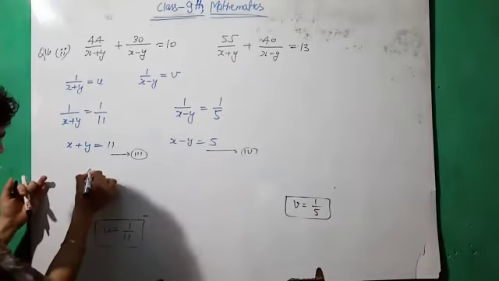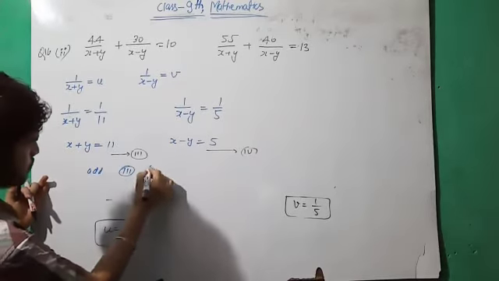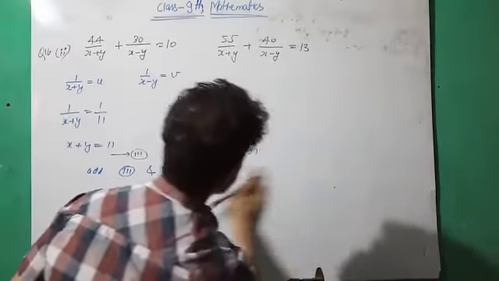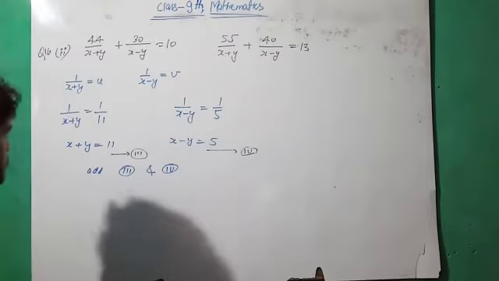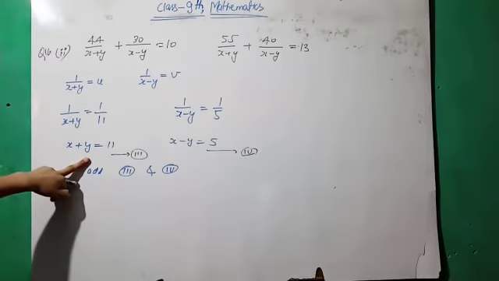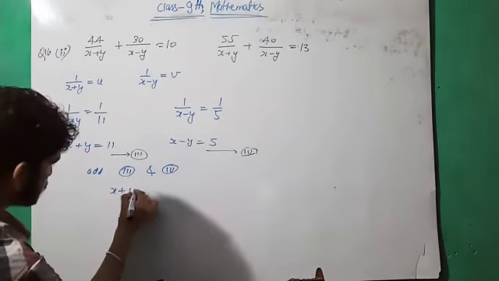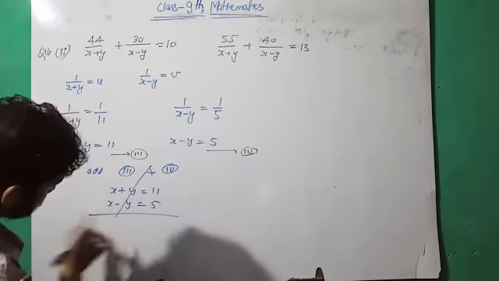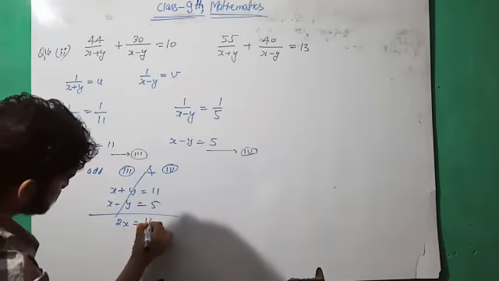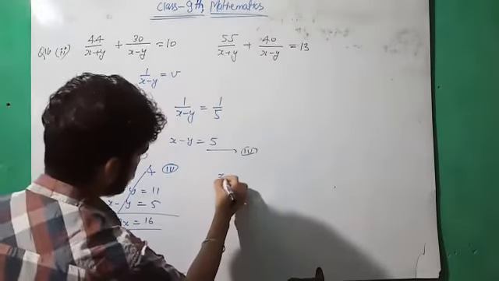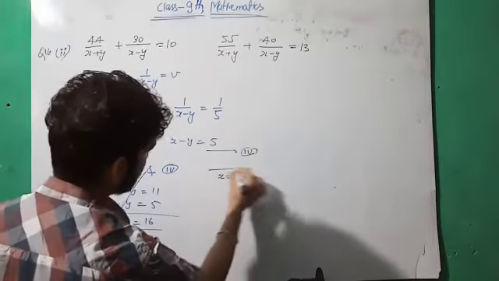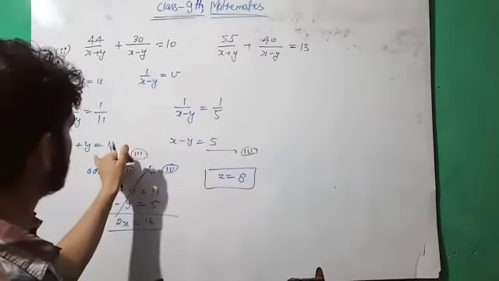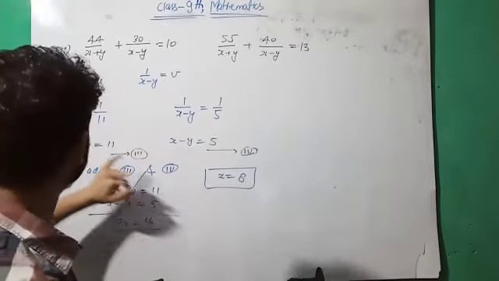Now add the 3rd and 4th equations. Why are we adding both equations? Because there is a positive and a negative sign of y in the two equations. So x plus y equal to 11 and x minus y equal to 5. Adding both, y cancels and 2x equal to 16. Now the value of x equals 16 upon 2, so the final value of x is 8. Then we put the value of x in either the third or fourth equation to find the value of y.